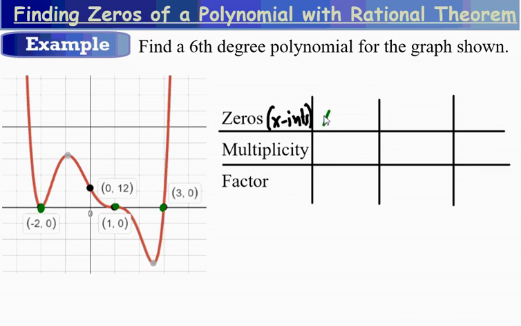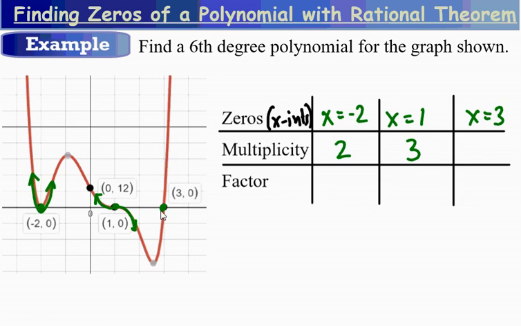There is one at x equals negative 2. There is one at x equals 1. There is one at x equals 3. Now I need to list their multiplicity. Well, I can see at negative 2 it bounces, which means around there it acts like a quadratic, so it must be a power of 2 there. Around the 1, it goes flat and then through. That means it looks like a cubic around that, so this would be a multiplicity of 3.